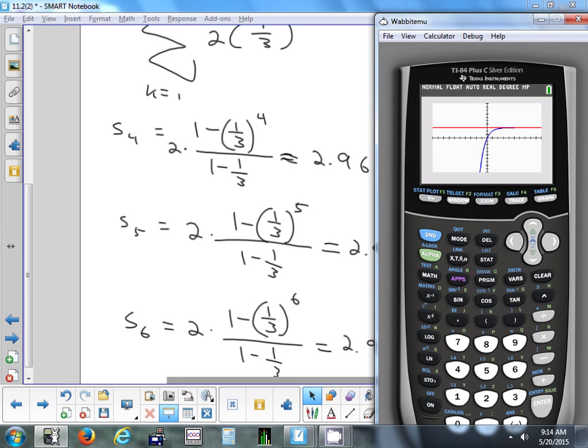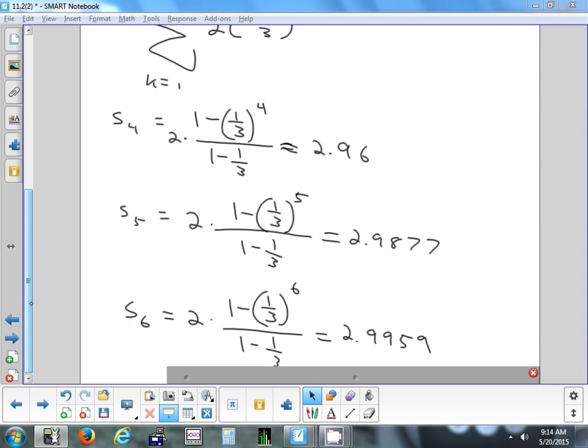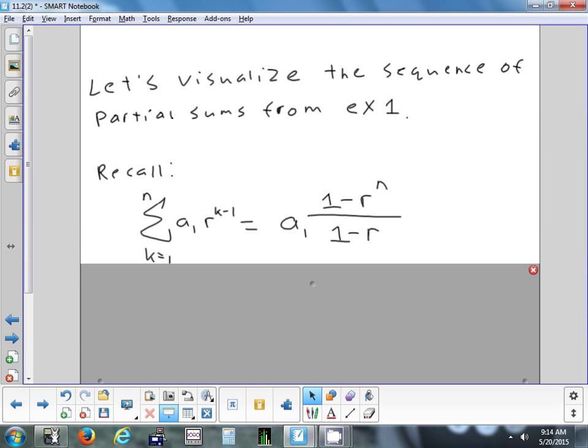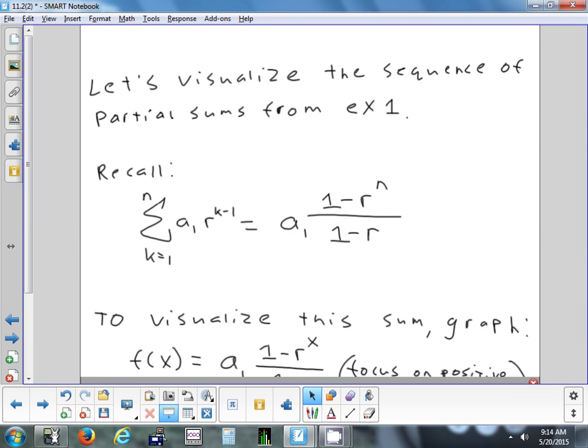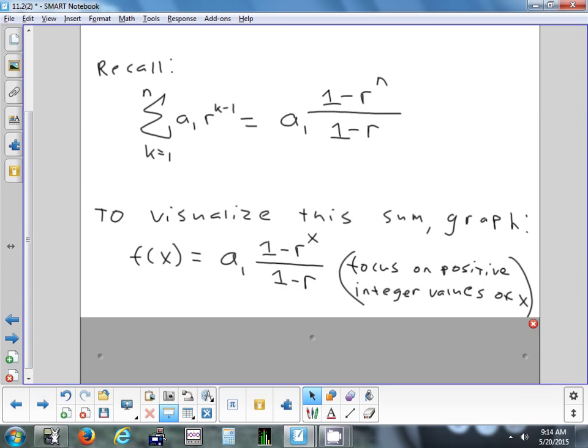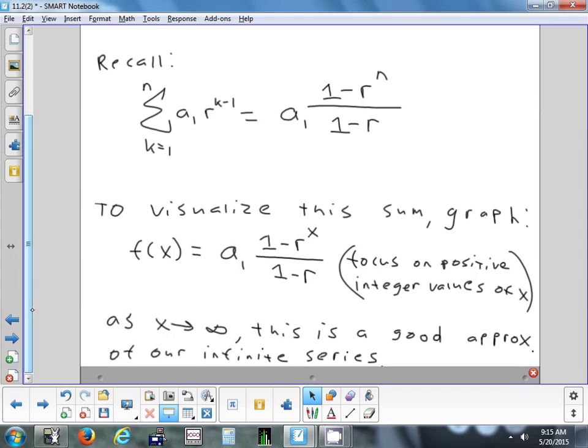Okay, so any questions on that? So clearly an asymptote in that problem. It looks like it's approaching 3. So we already visualized the sequence. That's what we just did. That's the graph we did. Remember to focus on the positive integer values of x. Don't look at negatives. Don't look at decimals or anything in between the integers. And as x starts to get really big, approaches infinity, that's a pretty good approximation of what infinitely many terms would add up to.